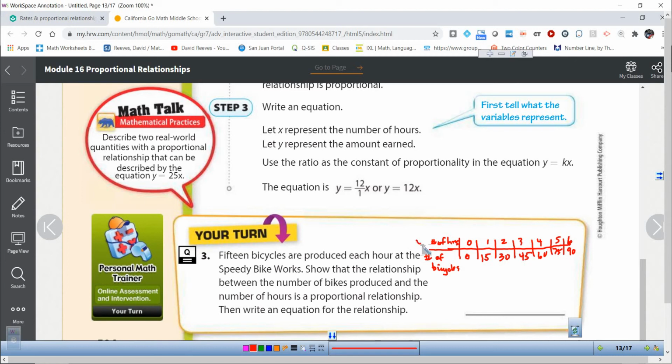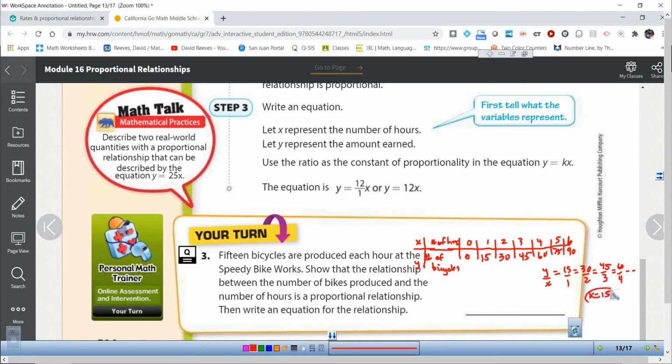If we called the number of hours X and the number of bicycles Y, and if I asked, what does Y divided by X equal each time? Well, I could do 15 over 1. By the way, we're not going to do 0 divided by 0 because you can't divide by 0. So we're going to start with the first one: 15 over 1, 30 over 2, 45 over 3, 60 over 4, and we can keep going all the way up. Every single time, what would those simplify down to? They would all simplify down to 15.